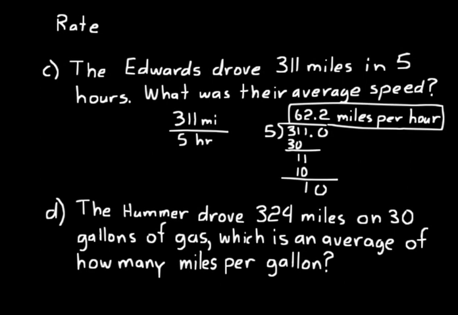A lot of times rates deal with an amount per unit of time, like miles per hour, feet per second, things like that. But rate does not have to have a unit of time in the denominator. Here, our gas consumption rate is miles per gallon. So let's just go ahead and do the division here.